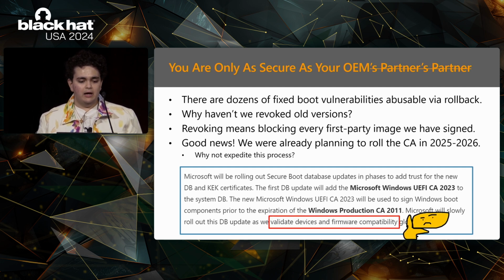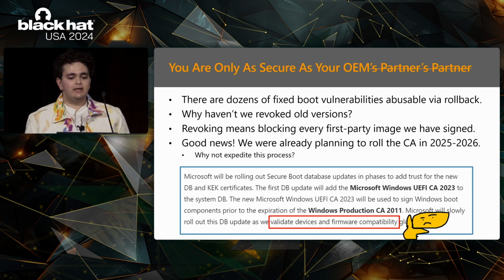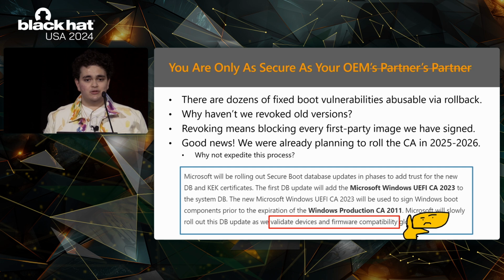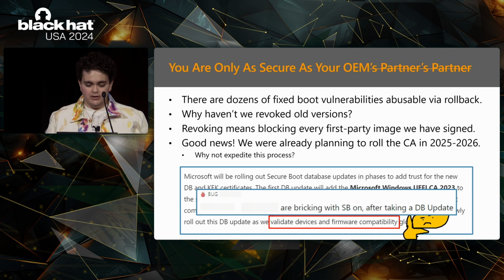Microsoft will slowly roll out this DB update as we validate devices and firmware compatibility. The reason we can't just do this tomorrow, it's going to help revoke a lot of these old images. Why don't we roll the Windows CA tomorrow? Well, it turns out, with that last sentence, there's a lot of issues that can be introduced from partners.